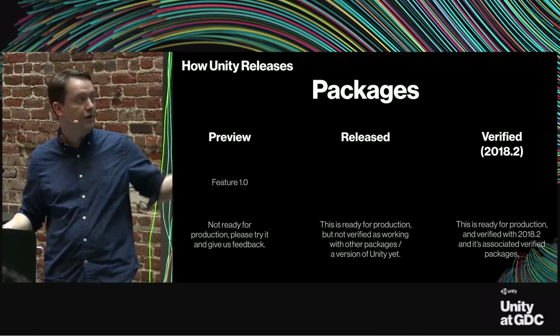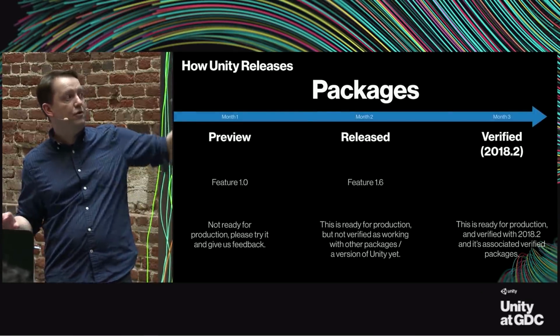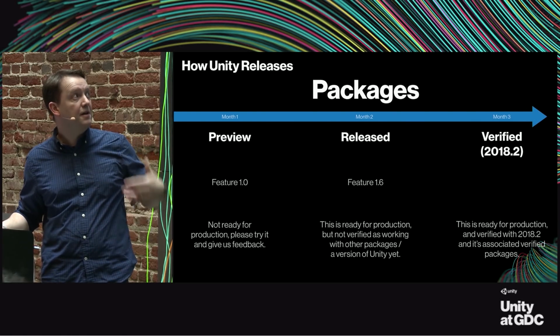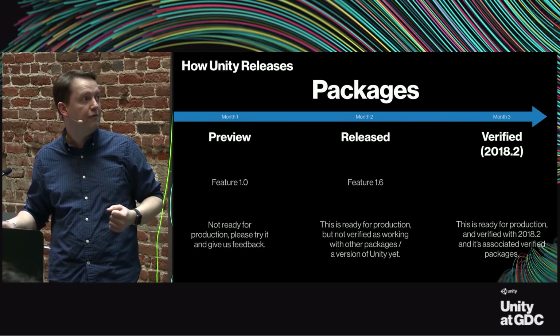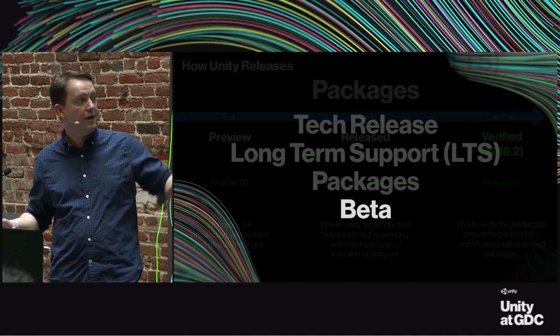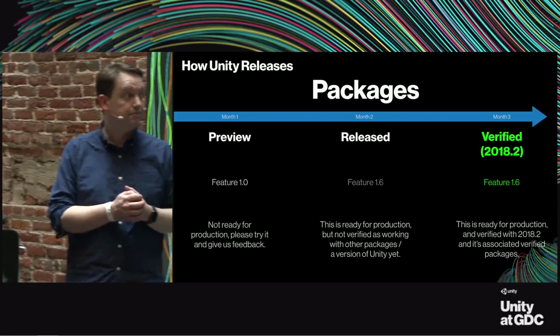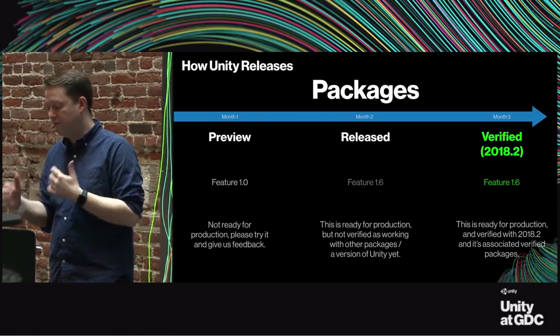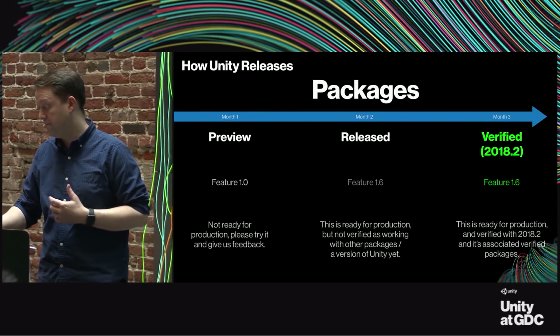So packages move through this flow: a feature comes in, 1.0, we iterate with you guys, it gets to 1.6. This is what we feel is ready to go out. It's QA'd and ready for prime time, and then it's verified against the 18.2 release, for example. So a really great way for us to decouple this long release cycle from our feature development for you.